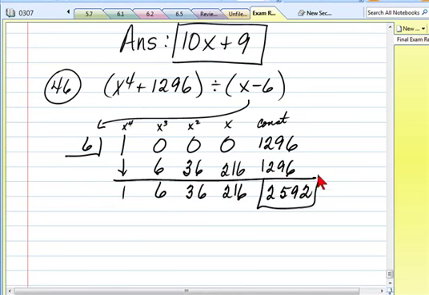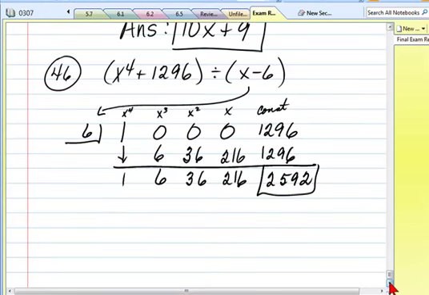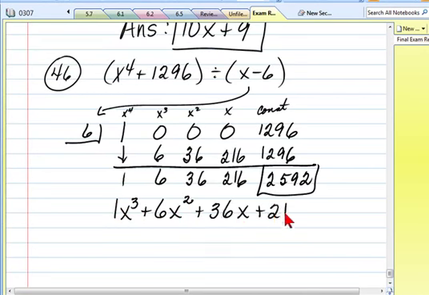Now the challenge in this problem is figuring out what the answer will be. If I divide it into an x to the 4th, then what's going to be the power of the first term in the answer? X to the 3rd. So it is 1x to the 3rd plus 6x to the 2nd plus 36x plus 216. You notice I went down by 1 power for each term, plus the fraction 2592 over the original divisor x minus 6.